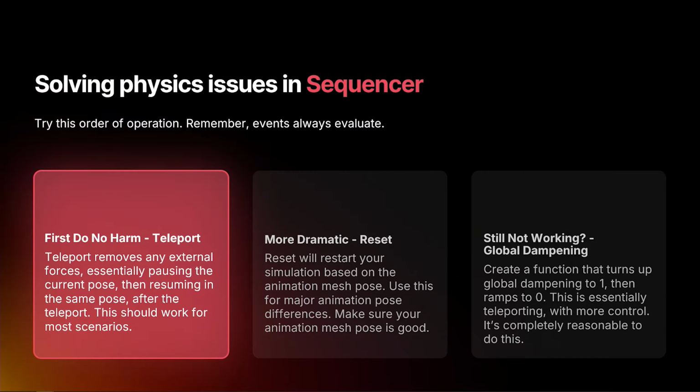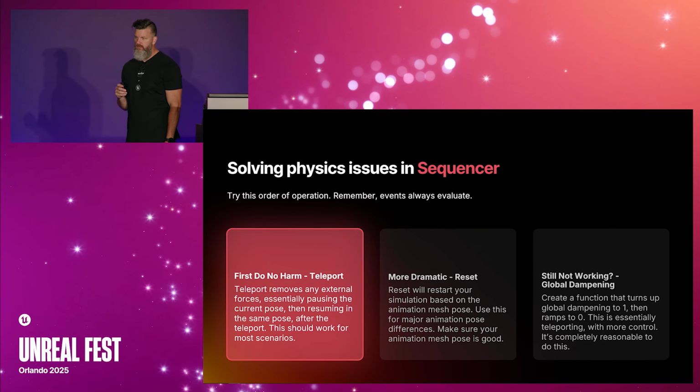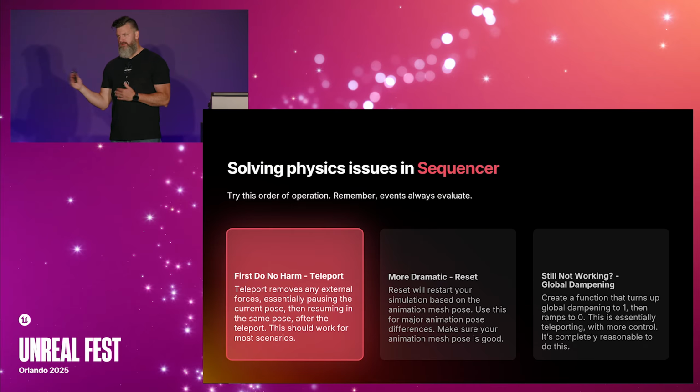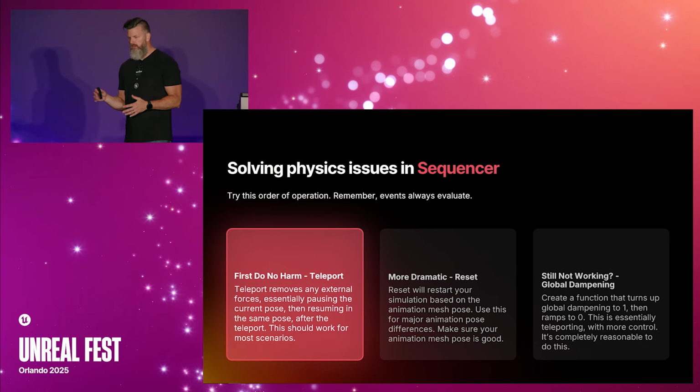This is kind of my order of operation. First, do no harm and teleport. Teleport removes any external forces and essentially pauses the current pose of the cloth and then resumes it in that same pose after the teleport. This should work for most situations, especially if you pre-pose or anything like that. Teleporting is usually the best way to go.